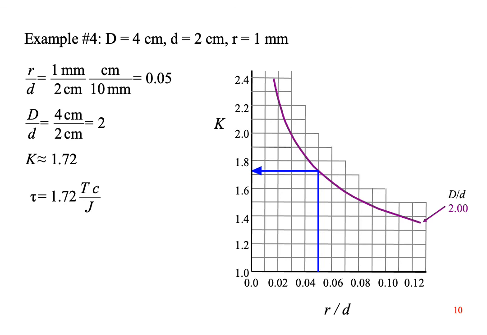Step 4, calculate c and J using the smaller shaft diameter. Step 5, the shear stress is K times Tc over J. This process is very similar to what you've already done in stress concentration problems for plates in tension back in Chapter 4.